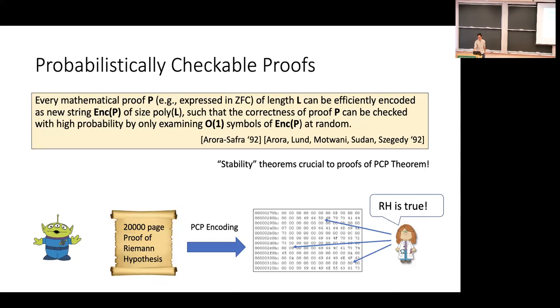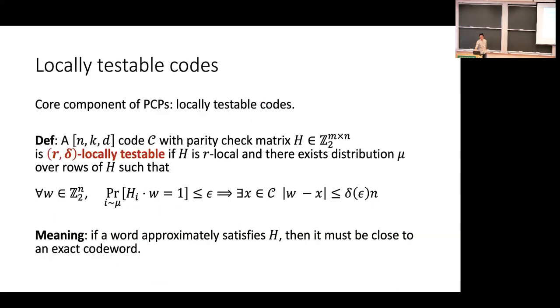And it really comes from a form of stability. In the computer science literature, these go by the name of locally testable codes. Okay, so error correcting codes make another appearance. It's an additional property of an error correcting code. So let's say you have an [n,k,d] code with some parity check matrix. We'll say that it's (r, delta) locally testable if the parity check matrix is r-local. Only think of r as a constant, like 10.